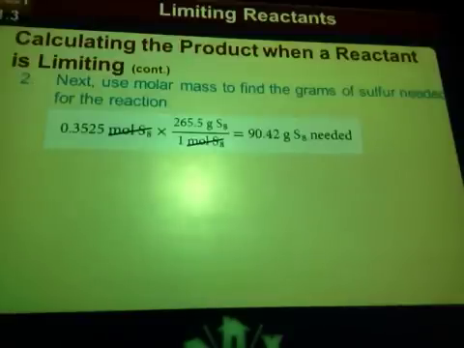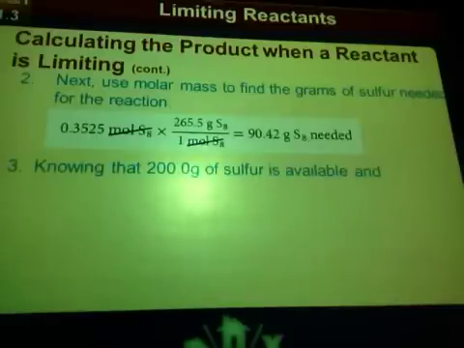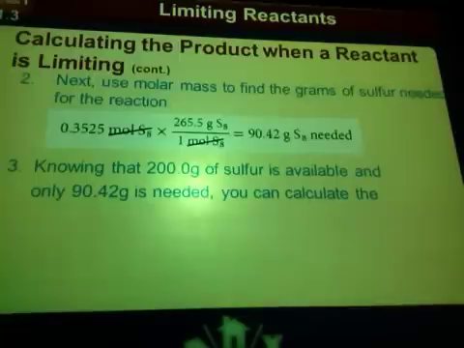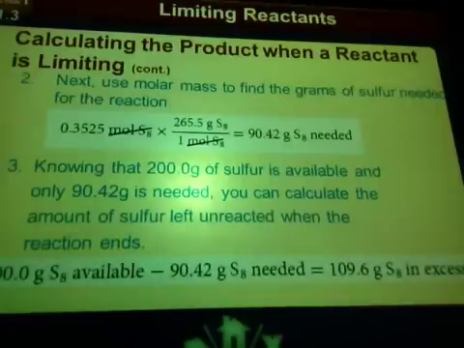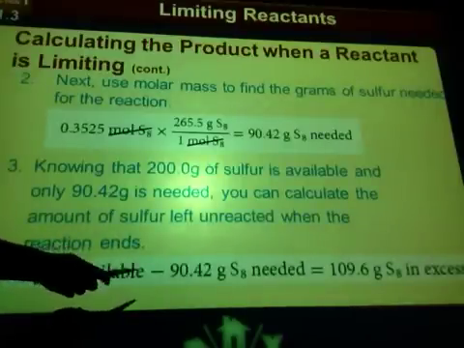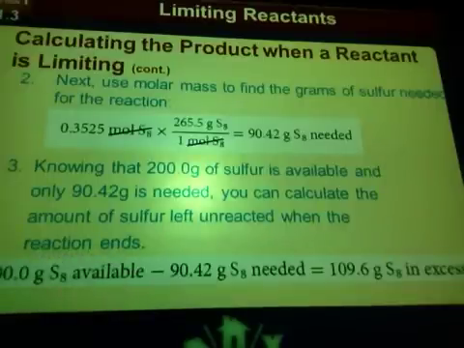But now I want to know, last question, how many grams of sulfur are left in excess after this reaction happens? And I know that I started off with 200 grams of sulfur. I know that 200 grams of sulfur was available, and I only used 90.42 grams. So if I want to know how much is left, I'm simply going to subtract 200 grams minus whatever I needed in the reaction, 90.42. So that means that the amount of sulfur that I have left is 109.6 grams.